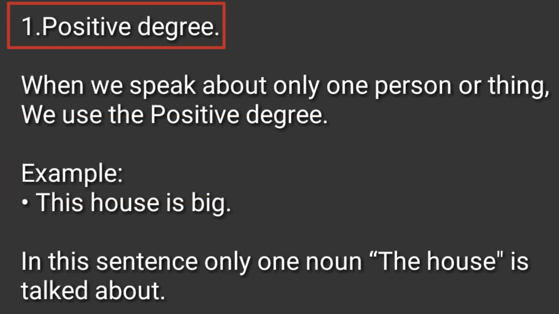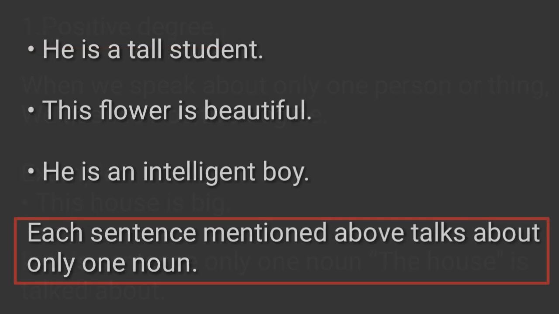First one, positive degree. When we speak about only one person or thing, we use the positive degree. And the sentence will also be positive. Example, this house is big. In this sentence, only one noun, the house, is talked about. He is a tall student. This flower is beautiful. He is an intelligent boy. Each sentence mentioned above talks about only one noun.